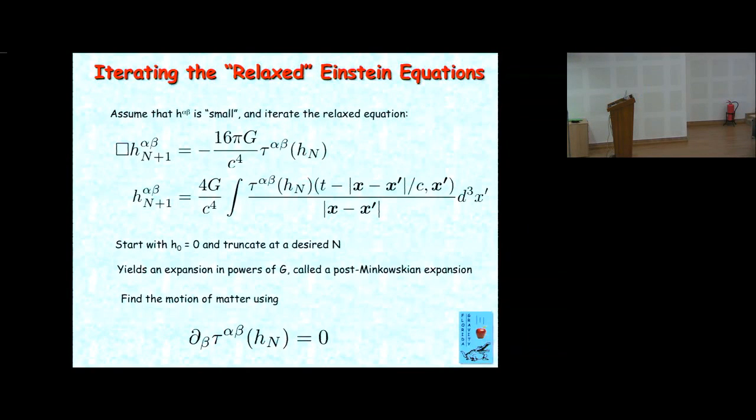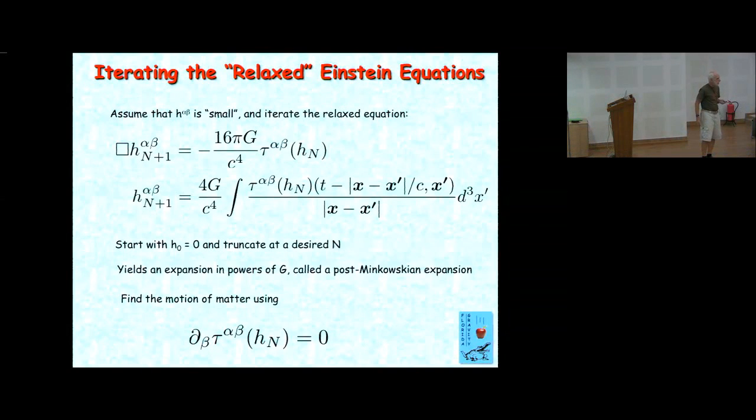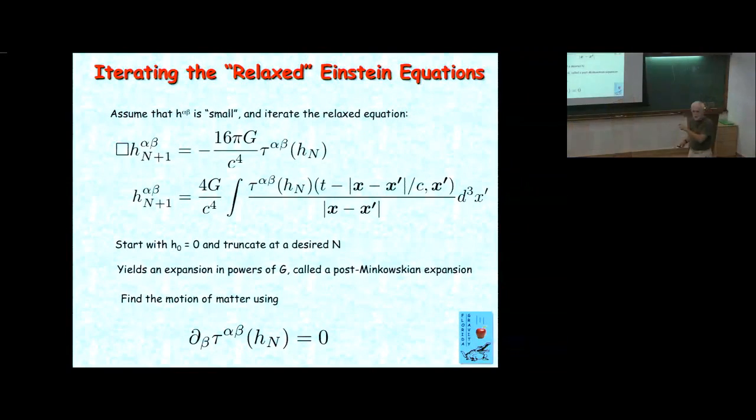Why do we do it? Why is it a d3x? Oh, so formally the Green's function is an integral over d4x, but there's a delta function that converts the t prime into this. Right? That comes from the Green's function. So I've done one extra step to convert the dt prime. It's a dt prime in a delta function that produces the retardation. So all that's left is a d3x, yeah.